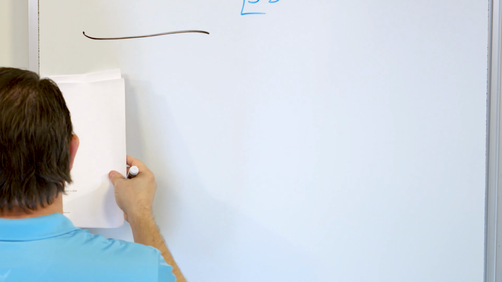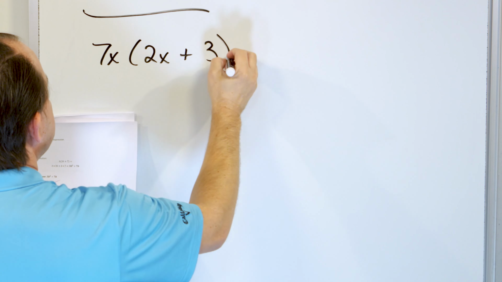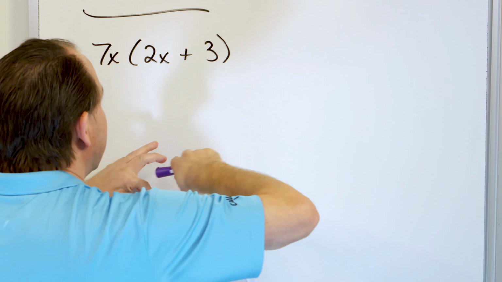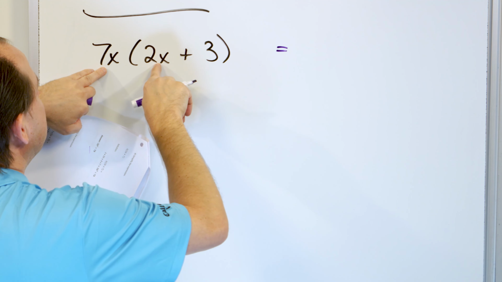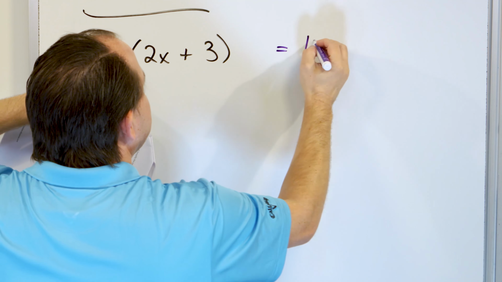All right, next problem. Let's say we have 7x on the outside times 2x plus 3. Now let's try to do this without blowing it all out. And then we'll still blow it out at the end, but let's try to do it first. We're going to take the 7x and multiply in. When we multiply times the first term, we multiply the numbers. 7 times 2 is 14.